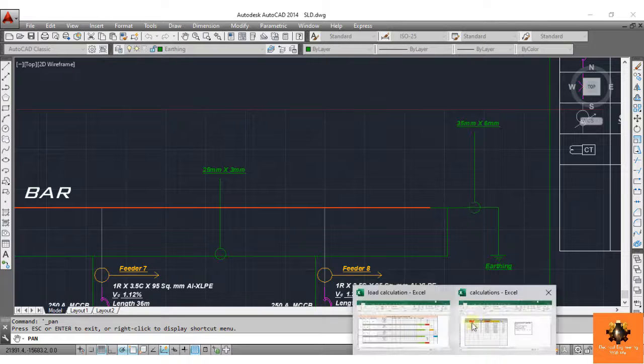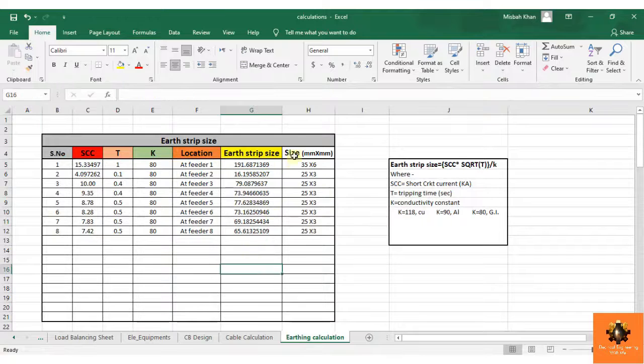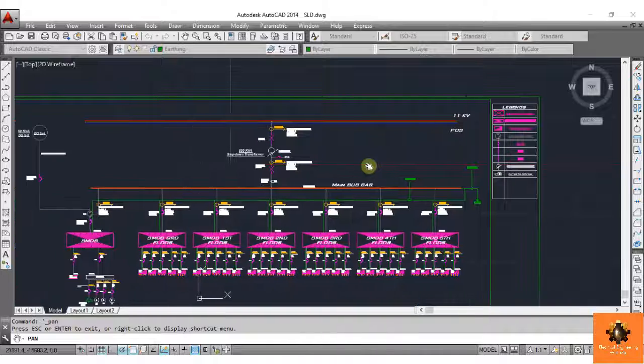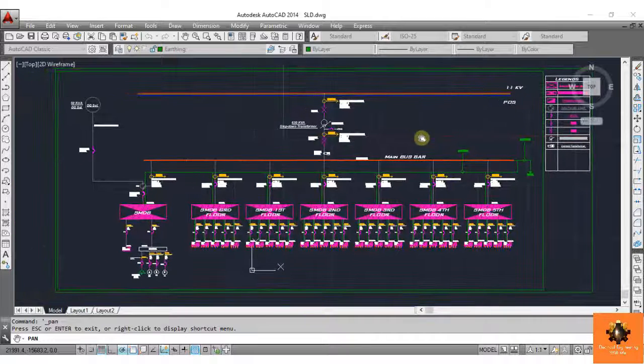Let's see. Here we have earthing calculations, and this is the size of the earthing conductor that I have calculated, the conductor size for each feeder in the system. This information will also be shared with you, and you have to mention this information in your SLD simply. Okay, now you can see here we have the earthing conductor size mentioned. Clear? So that's all about single line diagram, where we have discussed how electrical power distributes in any electrical system.